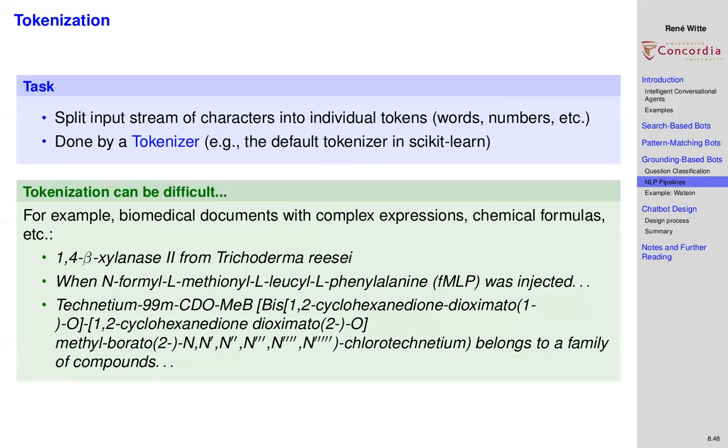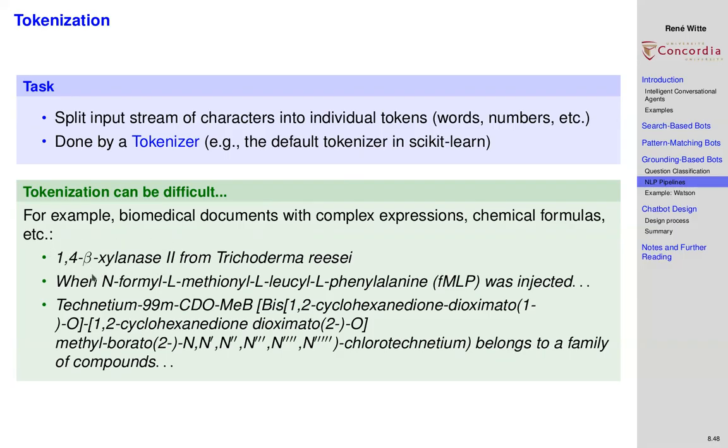Why this is not easy, you can see when you look into documents from different domains. For example, if you look into biomedical documents, it's not easy to find out what words, what letters should be split into a token. Now, if you have something like this here, a 1,4 beta-xylanase 2, this is a protein, then where do you split this?